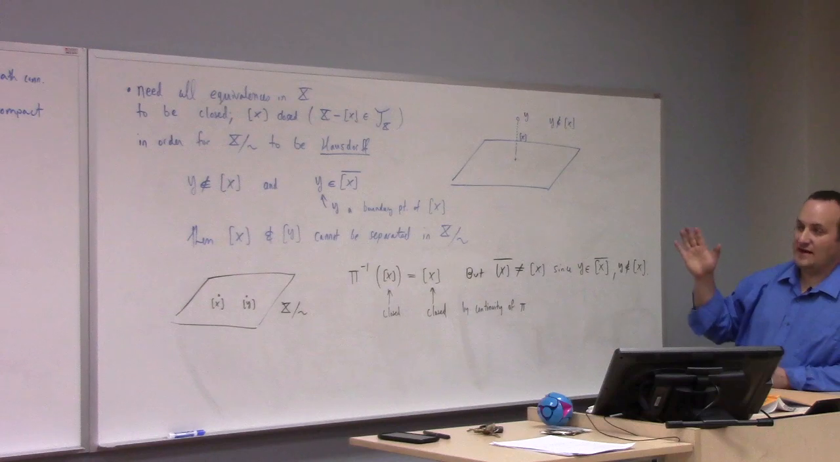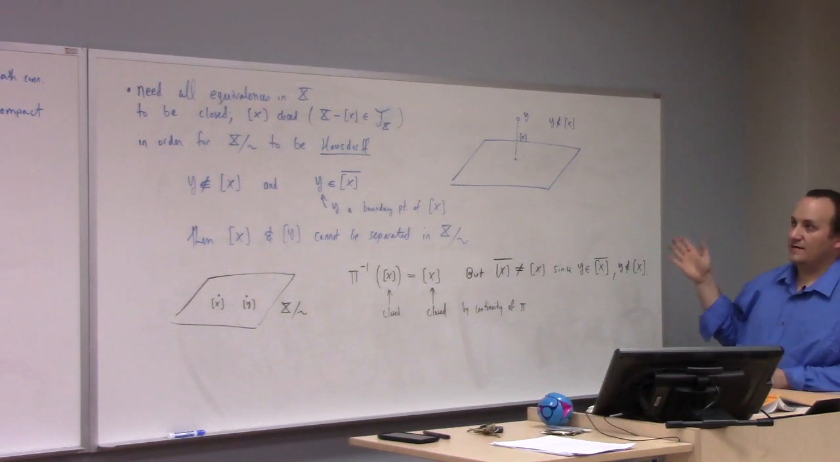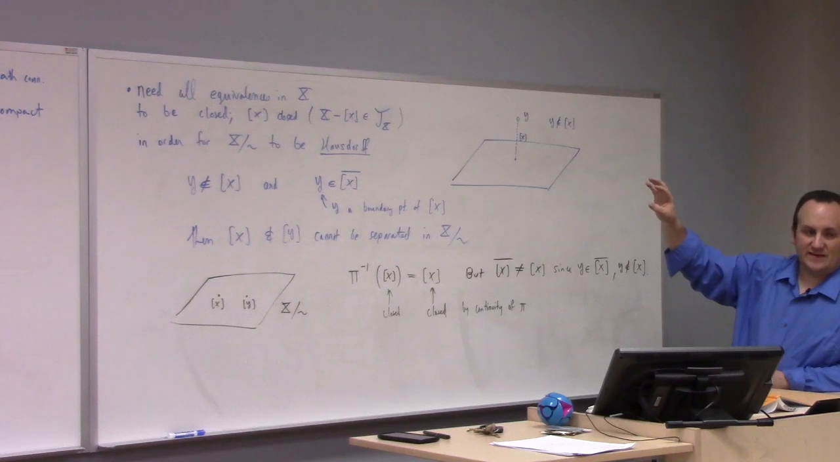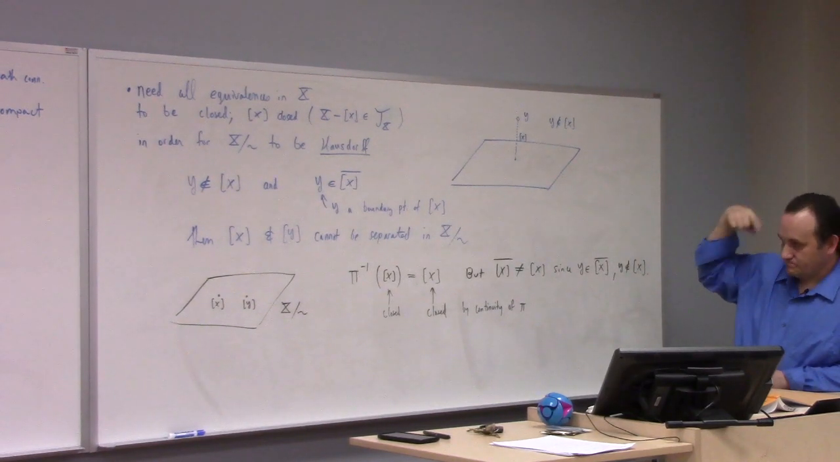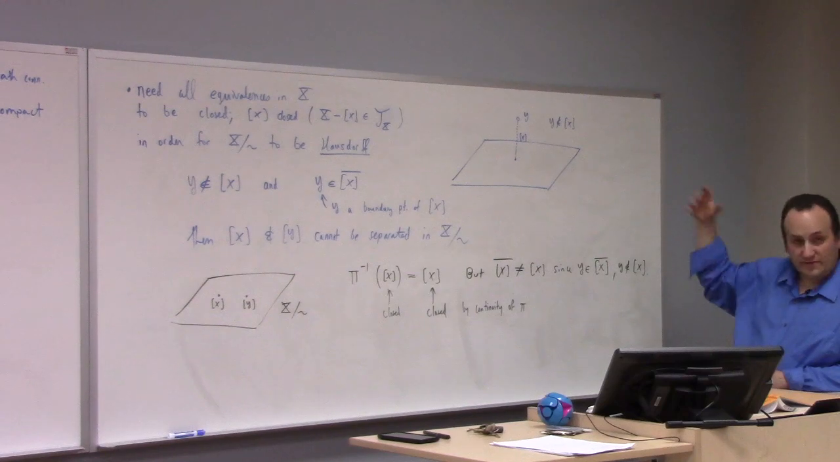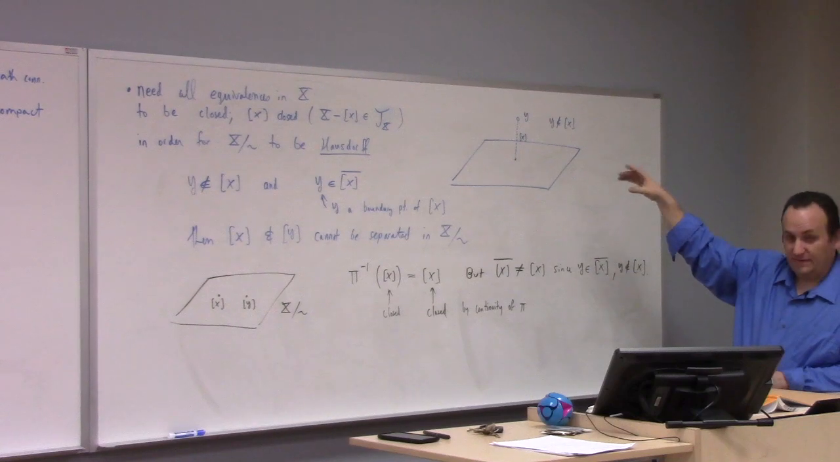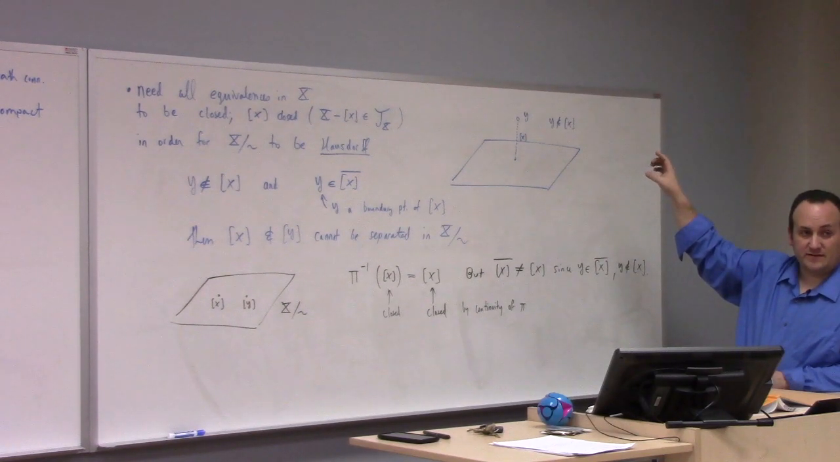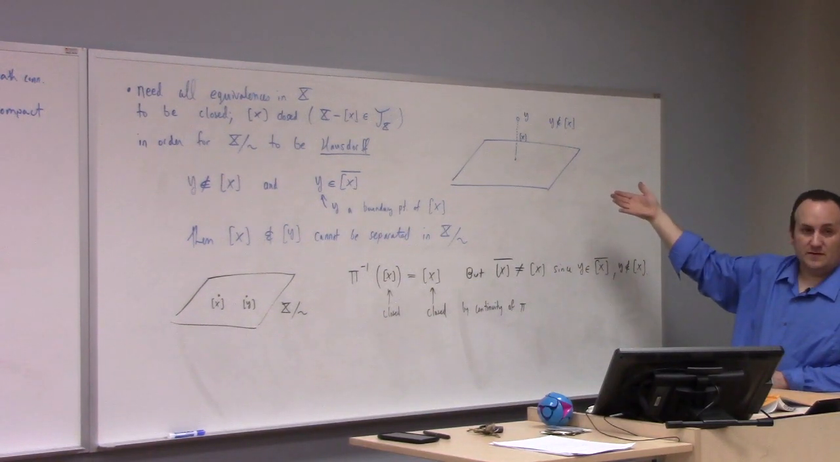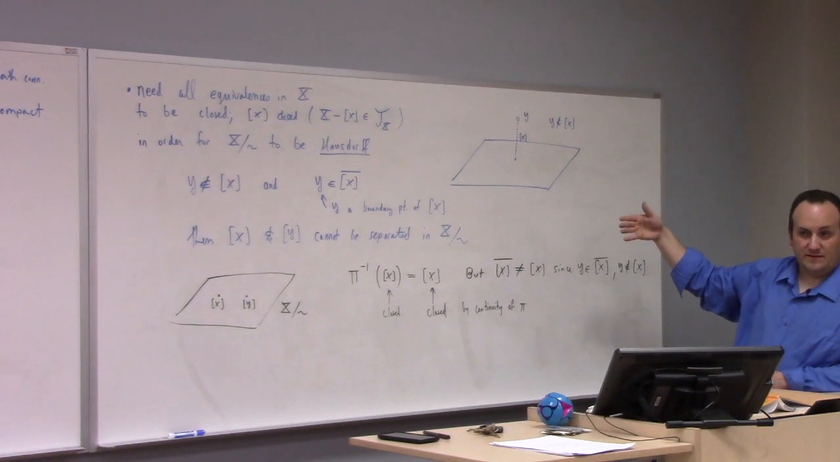Now, this is a necessary condition. Is it sufficient though, right? What I'm trying to say is, if your equivalence classes are not closed, if even one of them is not closed with respect to the topology of X, then the quotient space cannot be Hausdorff, right? So that means, at a minimum, the equivalence classes have to be closed sets in order to get a Hausdorff quotient. Is that enough, though?